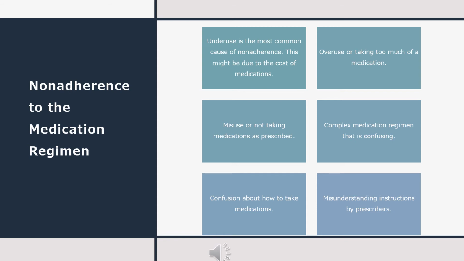And then sometimes the medication regimen is complex and confusing. So maybe they're taking several medicines once a day, or they may be taking other medications 2 or 3 times a day. And sometimes the elderly patients misunderstand the instructions that are given to them by their prescribers. So there's a lot of factors that go into medication non-adherence in the elderly.